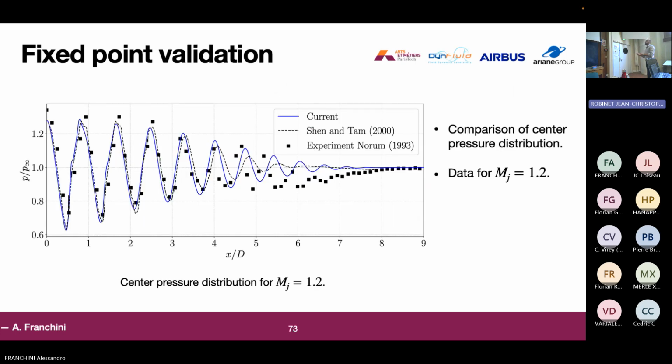Now, in order to validate the fixed point, we focused on the pressure centerline, which is one that can provide us the correct shock spacing and the correct shock strength, which are the most important characteristics in screech. And you can see here that we get very close results for the nearer nozzle case compared to experiments. We also compared with an older URANS calculation made by Shen and Tam in 2000. And you can see that we follow the main structures of the experimental flows.